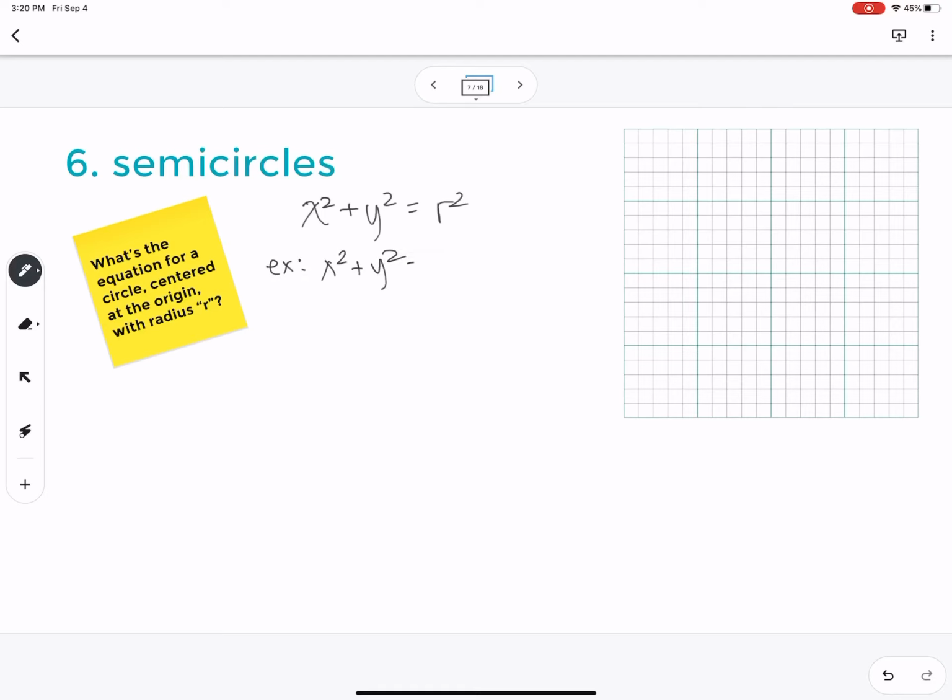So for example, x squared plus y squared equals 4 would be a circle centered at the origin with a radius 2, right? Because r squared is 4. So if you're going to draw that, I think I started before I drew my axes.